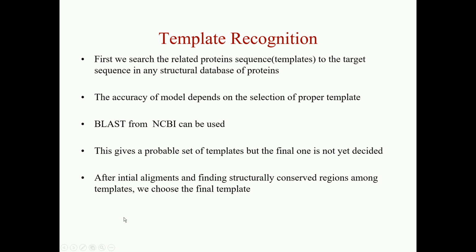After initial alignments and finding structurally conserved regions among templates, we choose the final template. When the tool looks in the database, there will be a few proteins which are homologous to your protein, and then it is going to make comparisons between the various candidate proteins, which means there can be 5 or 6 templates homologous to the unknown protein, and then it finds the final template with which it is most homologous.